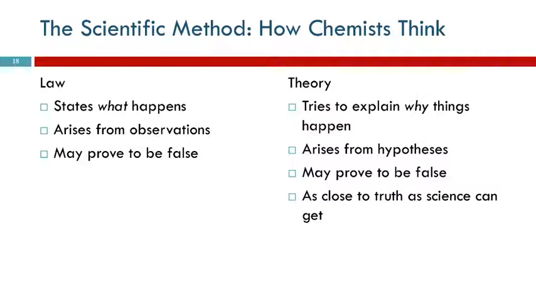It's not possible to prove something correct in science. You can't prove it to be true. The closest we can come is to say, well, no one's been able to prove it false. And so then, of course, there are always those people that say, well, I'm going to prove it false. And that's what leads to new important discoveries.